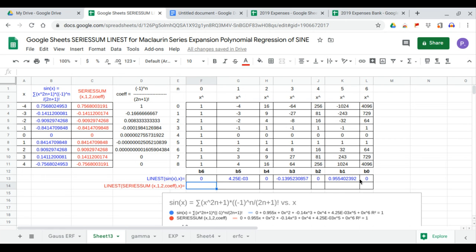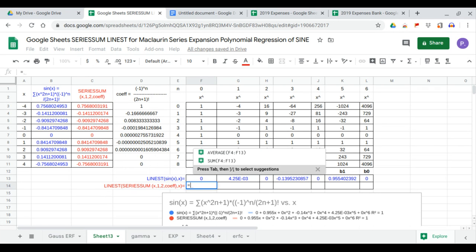So our B0 matches our trend line. B1, 0.9554 is 0.955. B2 is 0, the same. Our B3 is negative 0.13952, rounded as negative 0.14. Our B4 is 0. Our B5 is 4.25 times 10 to the minus 3. It's the same. Our B6 is 0. Next, we enter the LINEST for the Maclaurin series expansion.